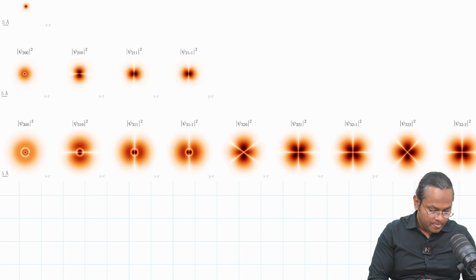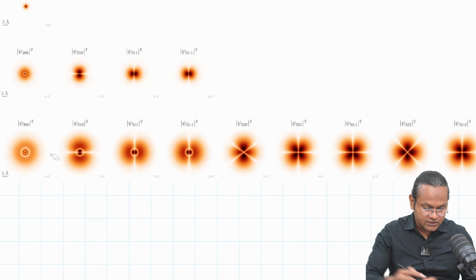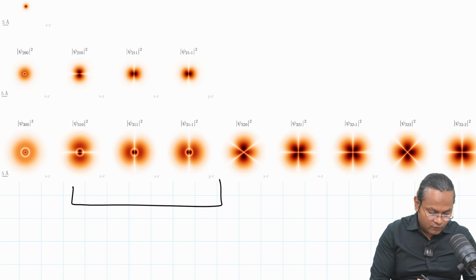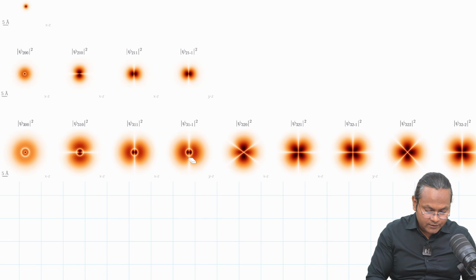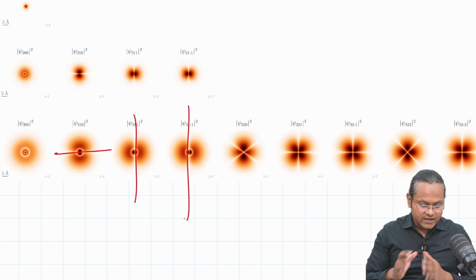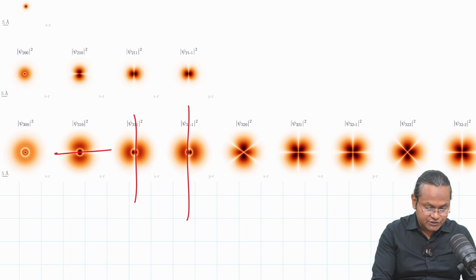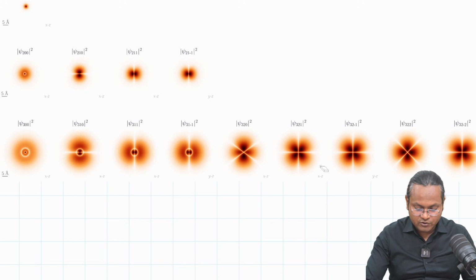For 3s, you get 3 distinct spherical shells. And for 3p, you have, of course, the shell structure that introduces a nodal plane along the radial direction, and the p orbital structure that introduces the nodal surfaces along xyz directions. And for d, of course, you end up getting these beautiful surfaces.